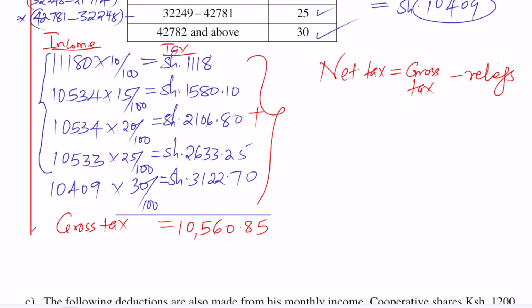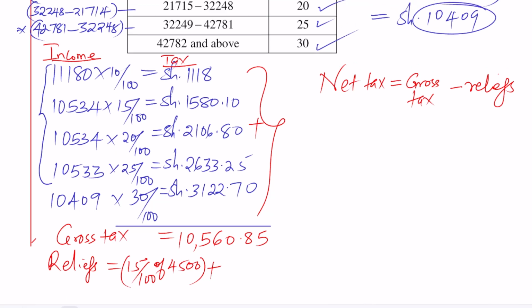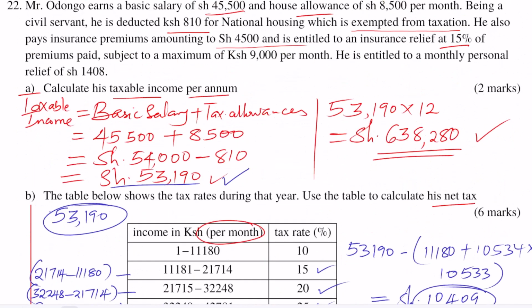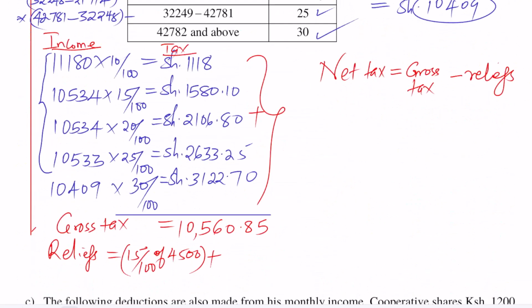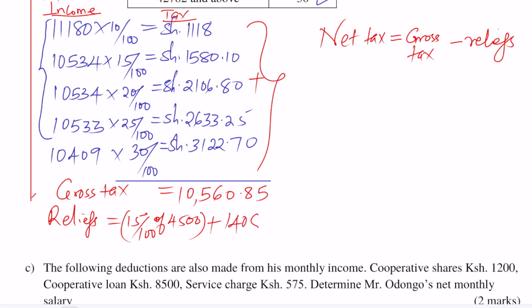So total reliefs is equal to 15% of 4,500, the premiums paid. Then we add, there is another relief here. There is a monthly personal relief of 1408 per month. So total reliefs will therefore be, when you add 15% of 4,500 plus 1408, this will give 2083.